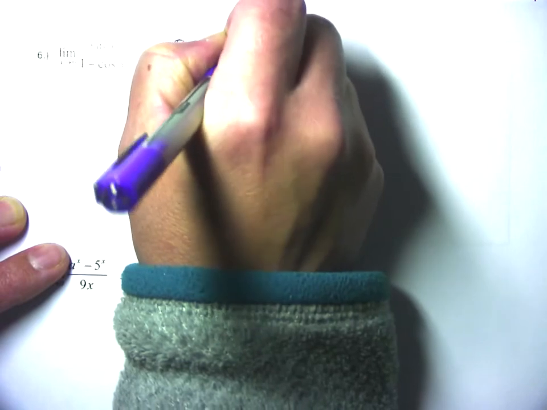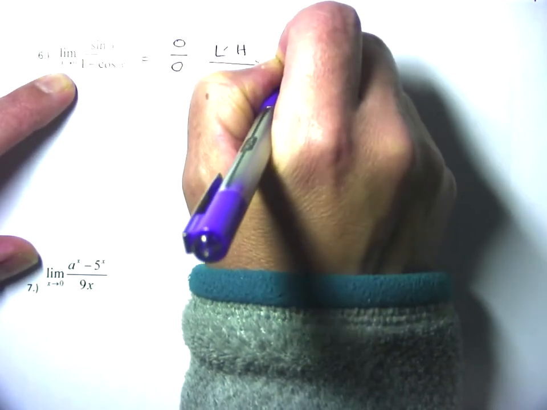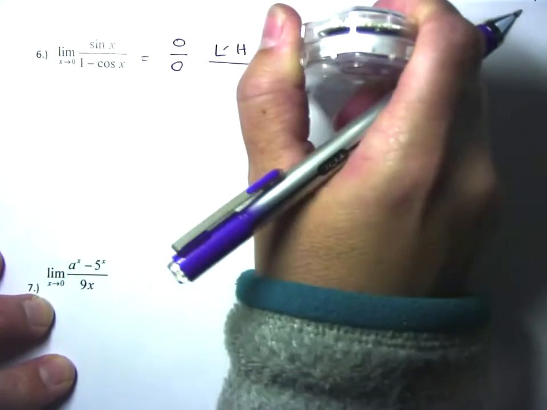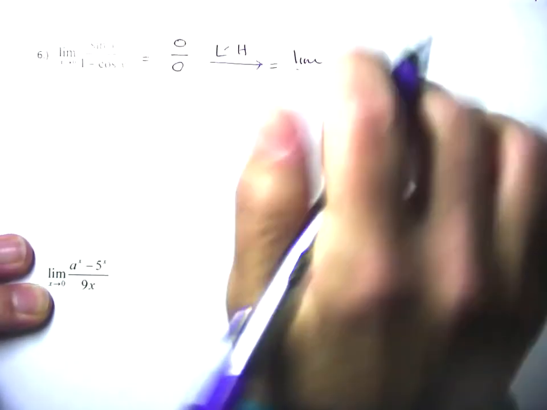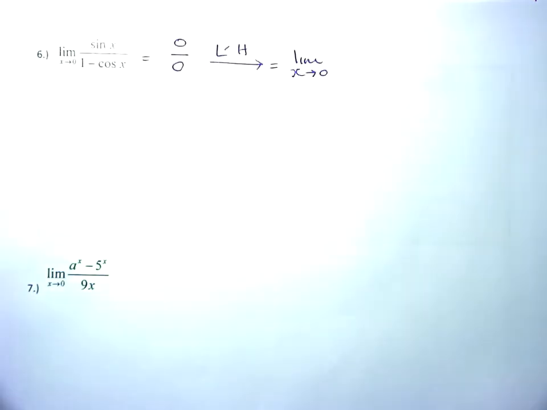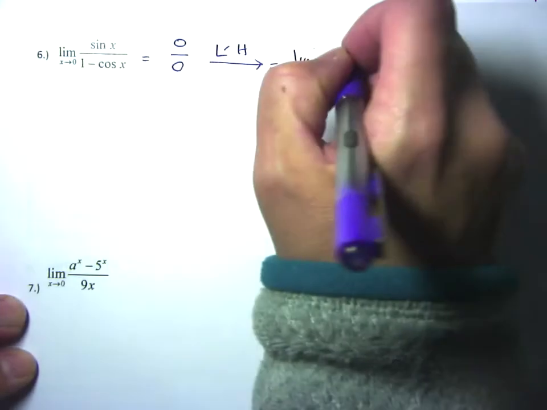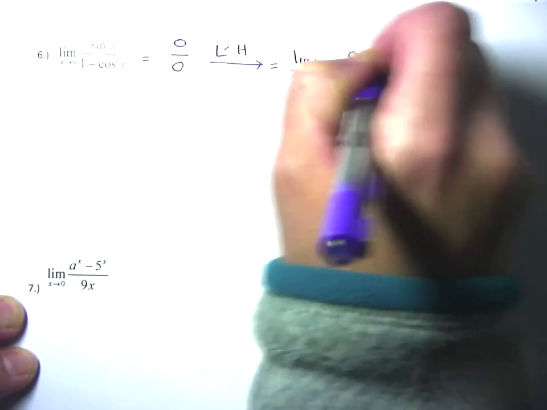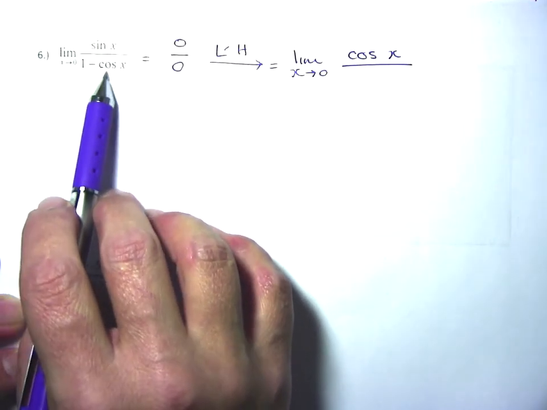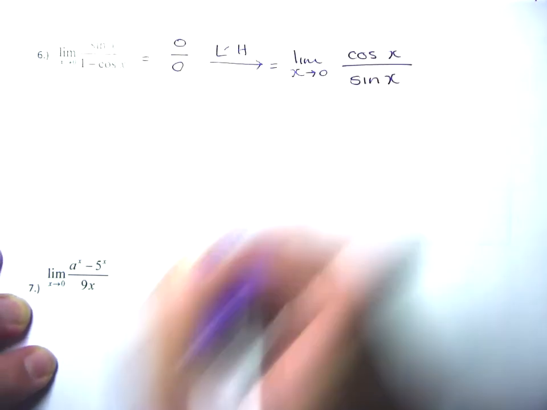apply L'Hopital's rule. So the original limit will be equivalent to the limit as x approaches 0. I'm going to take the derivative of the numerator. Derivative of sine is equal to cosine over the derivative of the denominator. Derivative of 1 minus cosine of x is equal to positive sine of x.